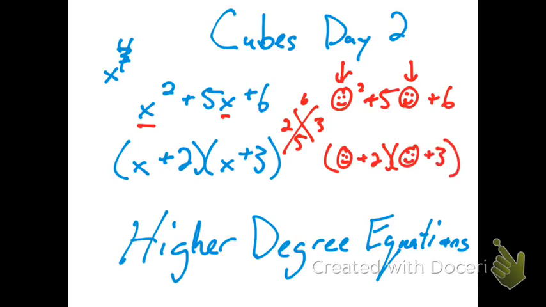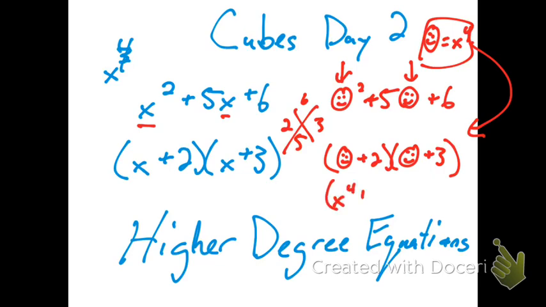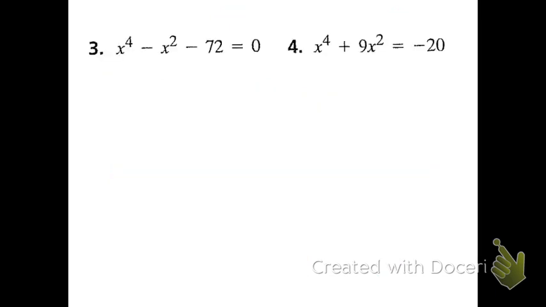Now what if I told you that smiley face was equal to x to the fourth? Then I would substitute this in wherever I see a smiley face. So it would be x to the fourth plus 2 and x to the fourth plus 3. Now, I just totally made this problem up, but it's similar to how we're going to be looking at the next couple of equations because here I see x to the fourth and x squared.